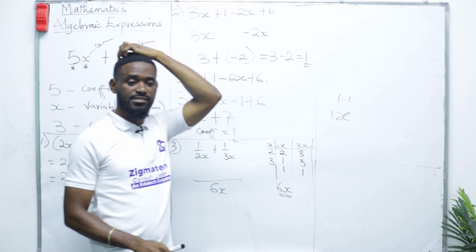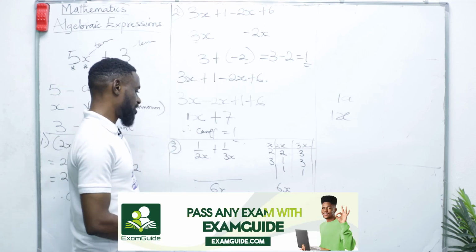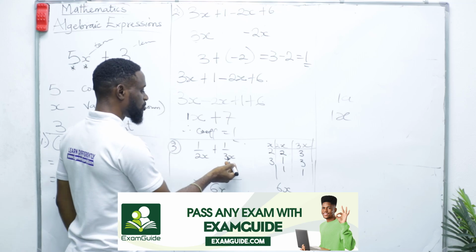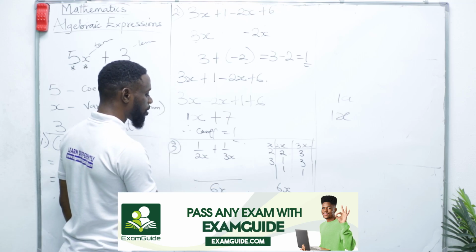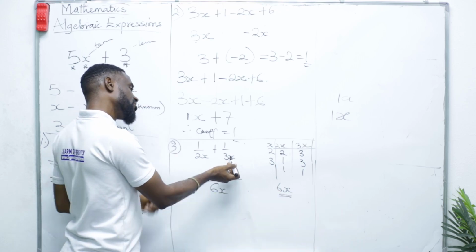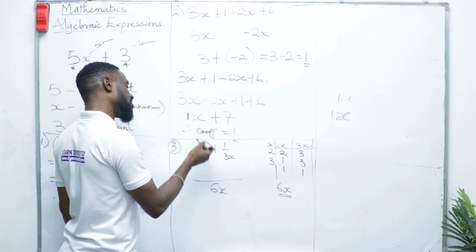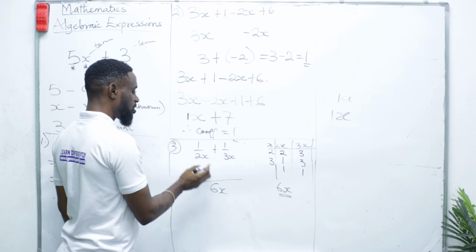6x as the coefficient. Did you understand the point now? All right. So what do you do? You divide their LCM by the denominator of each of the fractions. The answer you multiply with the numerator. So let's start with this.